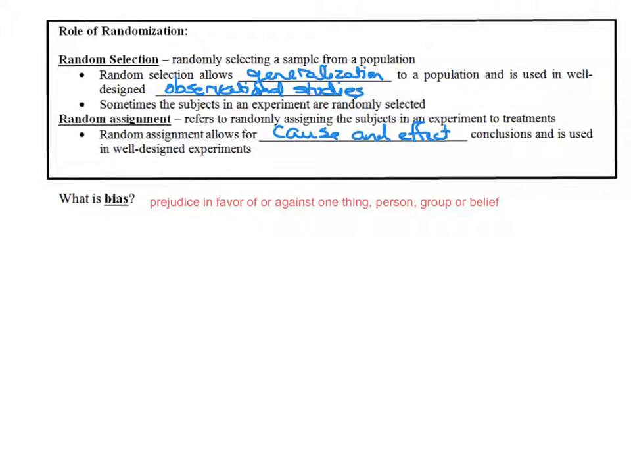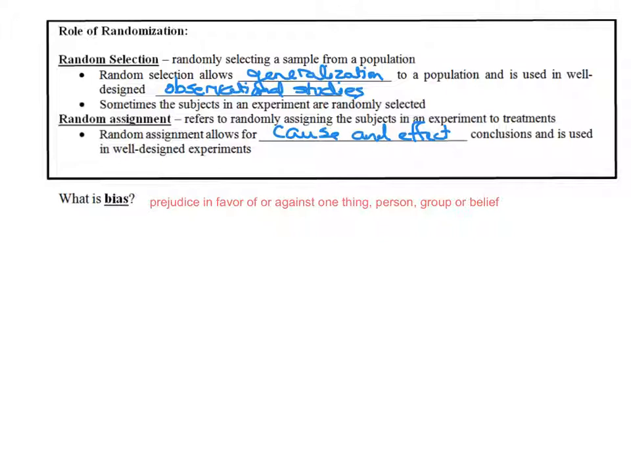So for example, we can take a look at the new fire station that was built on Center. If we only asked the people in the neighborhood around Center if they wanted a new fire station in their neighborhood, they would be biased because the fire station was being built in their neighborhood. So they're going to give a different answer. They're going to have a prejudice either in favor of or against the idea because they live in the neighborhood where the fire station is being built.